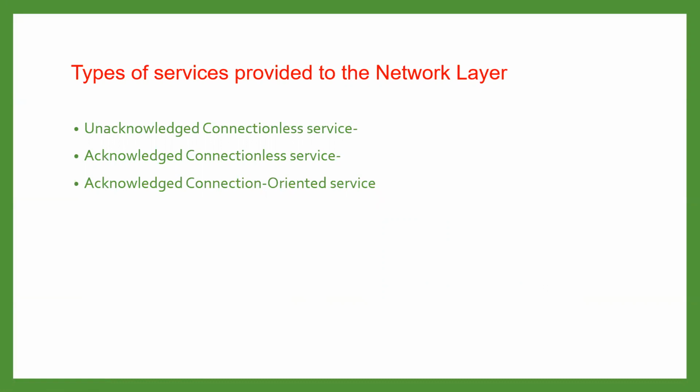Now, the data link layer can be designed to offer various services. There are three types of services provided. First is unacknowledged connectionless service. Second, acknowledged connectionless service, and the third one is acknowledged connection oriented service. We will discuss them one by one. Unacknowledged connectionless service, the first one.